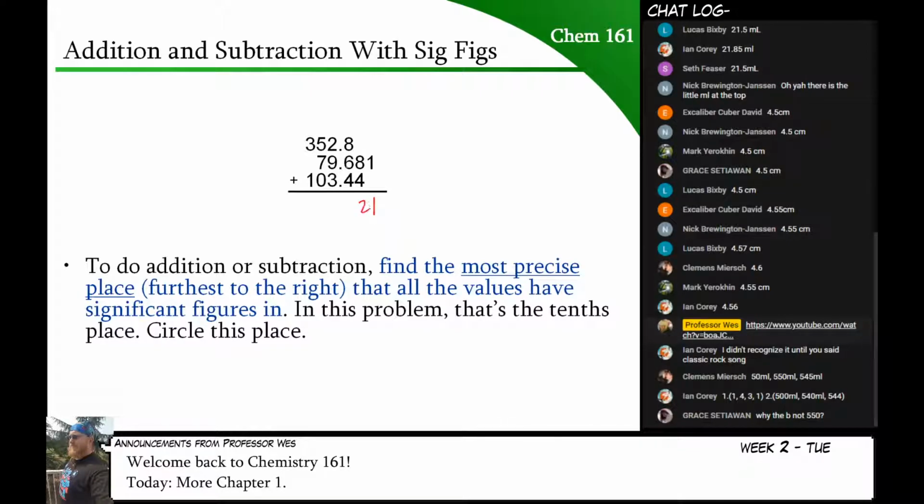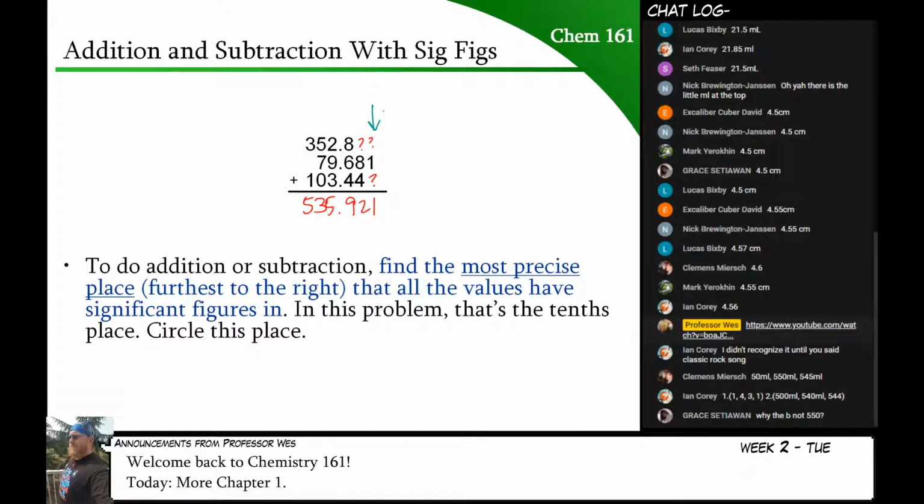So 1, 2, 9, 5, 3, 5. Is that right? Okay. So there's the addition that I got for this problem. I'm going to then put in my blanks. And what I'm going to do is start from the place that is furthest to the right. So that's here.